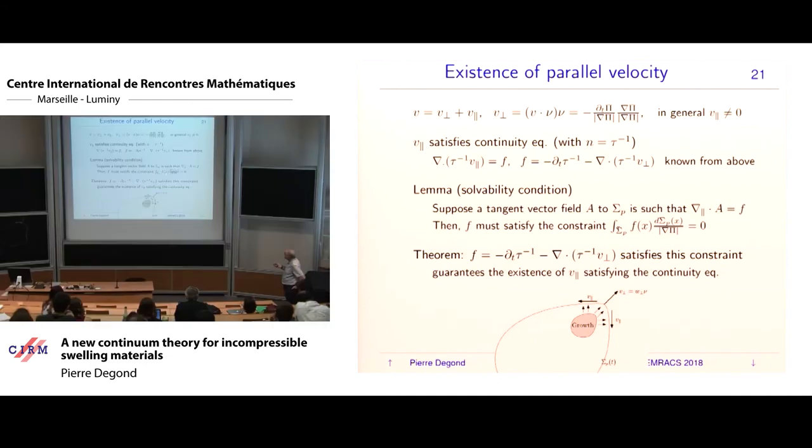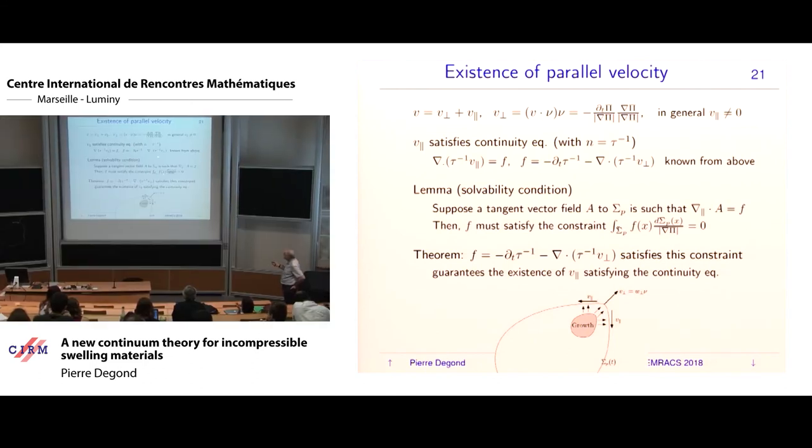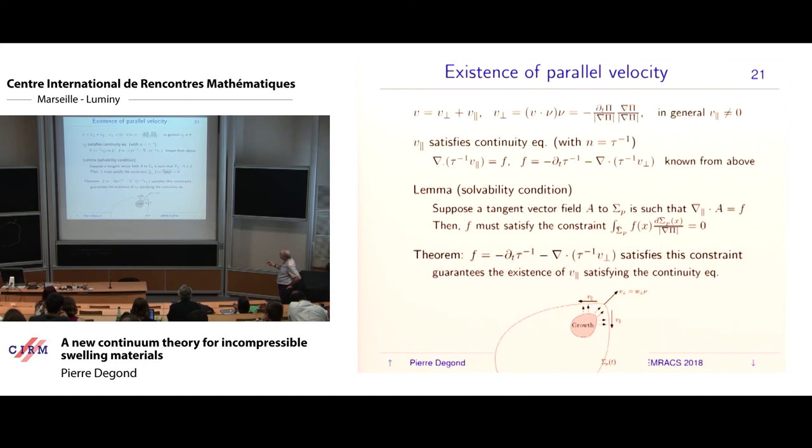So somehow here we have this equation. This f is determined by the solution of the minimization problem and the previous step. So it's not clear at all that this guy satisfies this condition. Actually, it can be shown that it does. Right, so in some sense, this non-swapping condition does the good job of allowing for a parallel velocity to exist. Now we know that the velocity v parallel exists. Can it be zero? Could it just be zero?